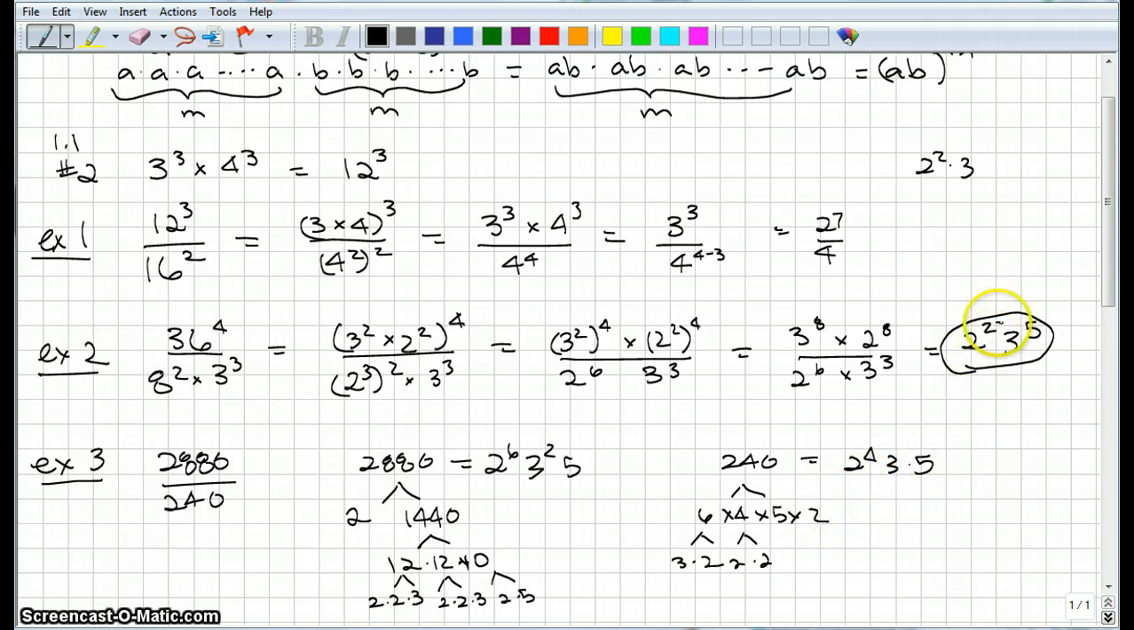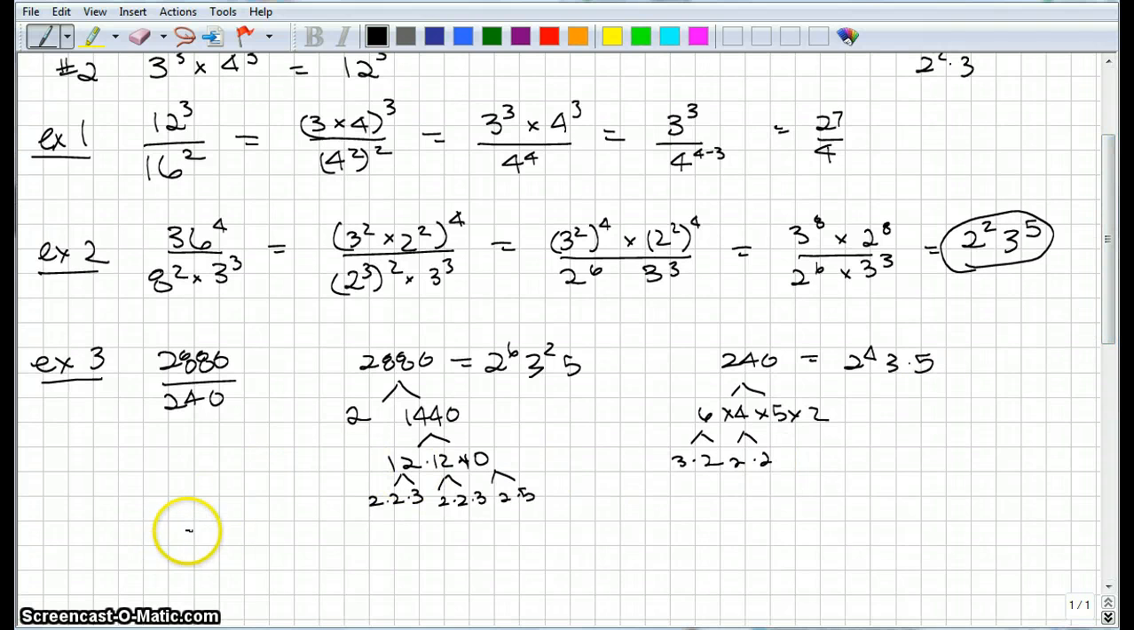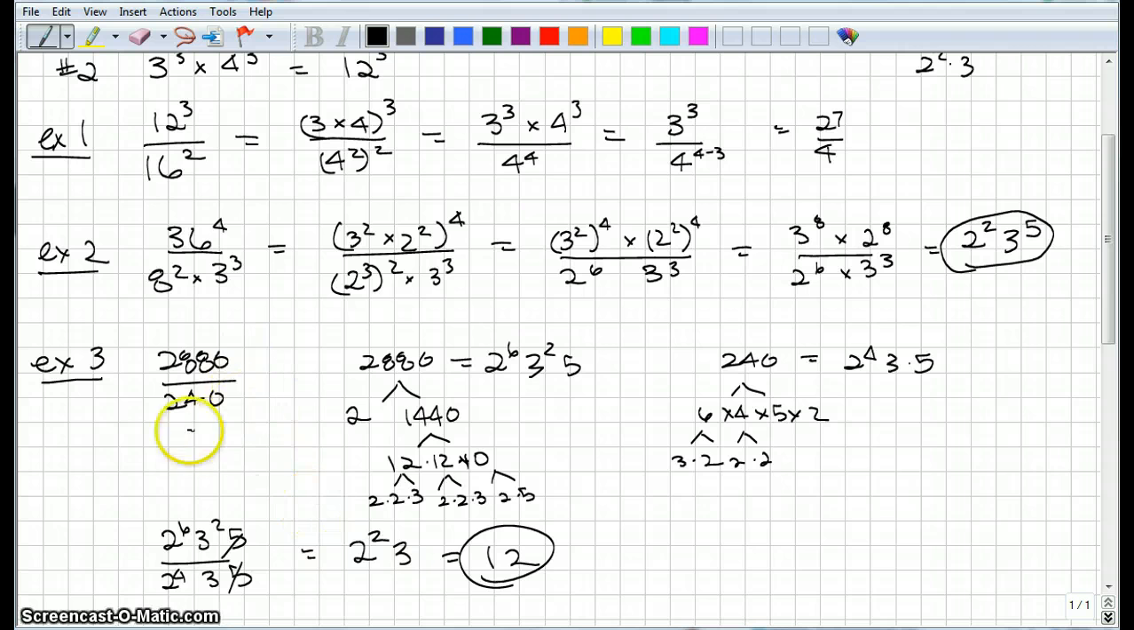Now that I've got both those numbers in terms of prime factors, which wasn't too hard to do, I can write the fraction 2880 over 240 as 2 to the 6th times 3 squared times 5 over 2 to the 4th times 3 times 5. Now you can see 6 minus 4 is 2, so we have 2 squared. 2 minus 1 is 1, so we have 3, and the 5's cancel, 1 minus 1 is 0. So hey, look at that. That's pretty simple, 12.